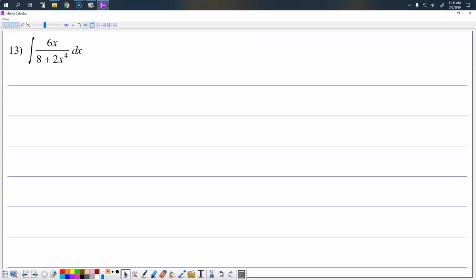All right, so number 13. What I'll do is I'll give you guys a hint for this one. 2 hints. First of all, we need to rewrite it as a square.